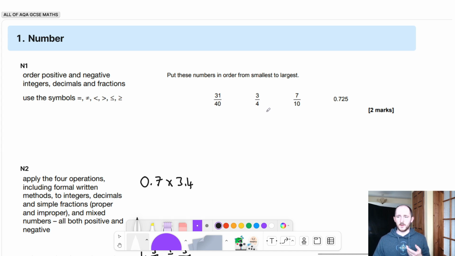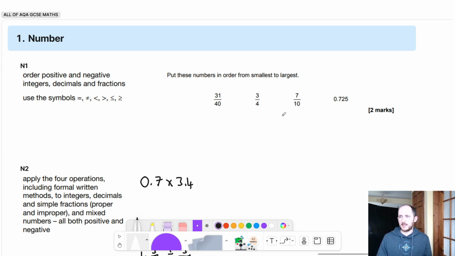Well, there's a few things you can do. You can turn the fractions into decimals, or you can turn the decimal into a fraction and then make sure they all have the same denominator. So keep in mind, it's very difficult to compare fractions and decimals without converting them into each other.